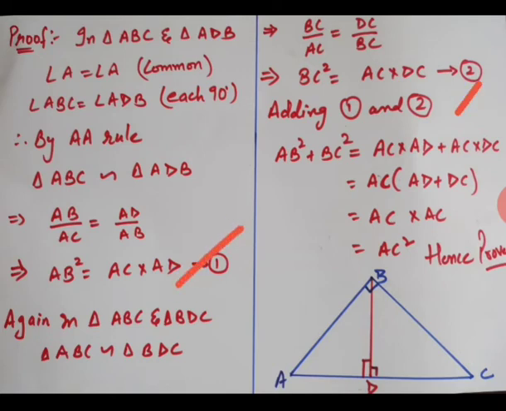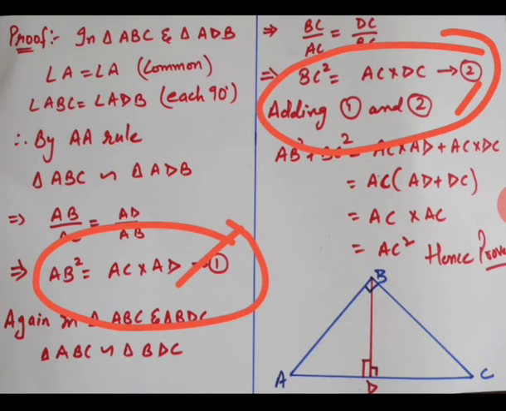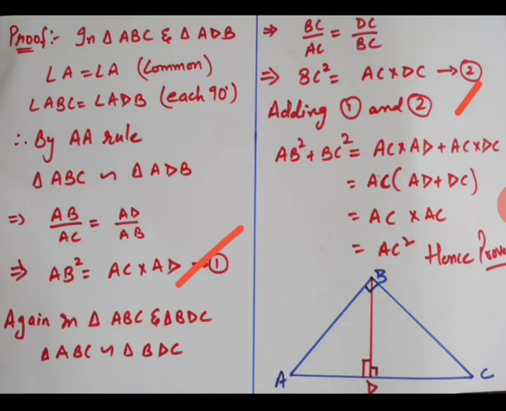So adding 1 and 2, this is number 1, this is number 2. Adding 1 and 2 gives me, on the left hand side, AB square plus BC square, right? And on the right hand side, AC into AD plus AC into DC. You can see AC we can take common out of it. So we take AC common, as it is here and here. After that, what is left? AD plus DC is left.